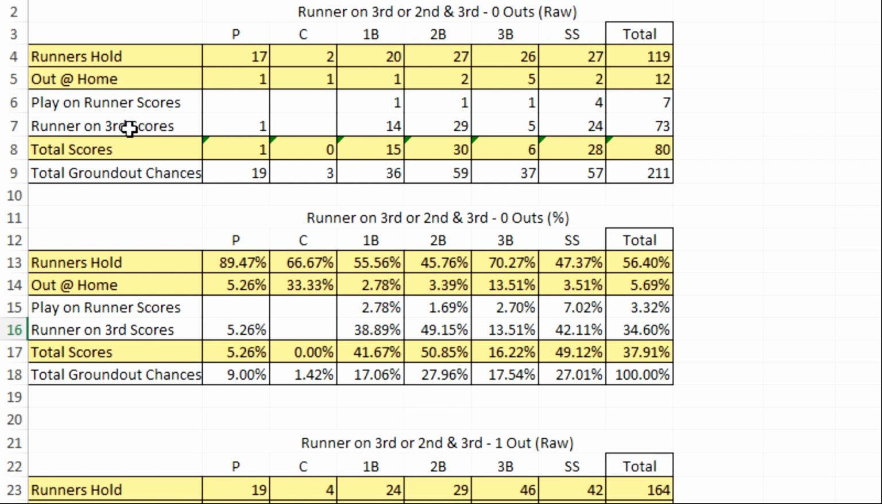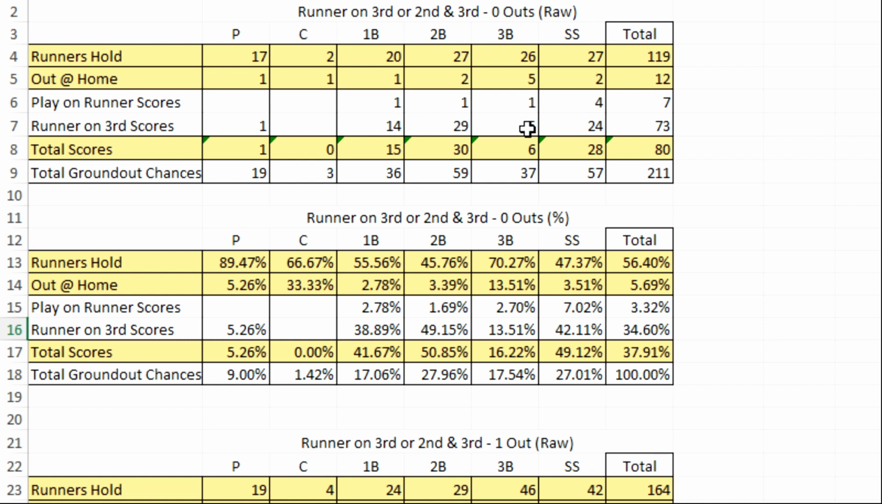So if the second baseman threw to first to get the force out, for example, and the runner on third scored, then that would be in the runner on third scores category. Play on runner scores means that they tried to make a play at home to get the runner trying to score. Most likely that was the case. They tried to throw to get the runner at home. They didn't get any outs on the play, but the runner on third scored.